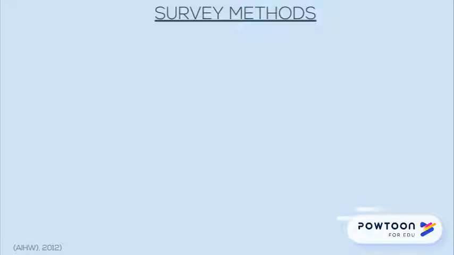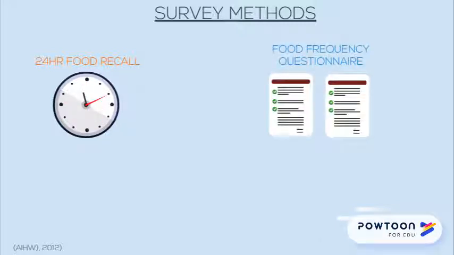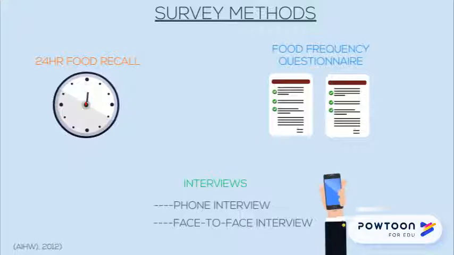Surveys can use many methods to collect information. 24-hour diet recalls are commonly used where the participants recall the last 24 hours of food consumption to the interviewer. Food frequency questionnaires contain predetermined questions regarding the type and frequency of food intake over a period of time. Telephone or face-to-face interviews can also be used.